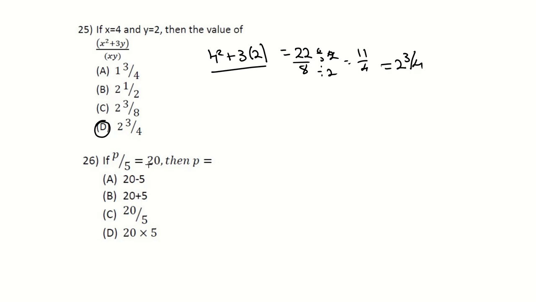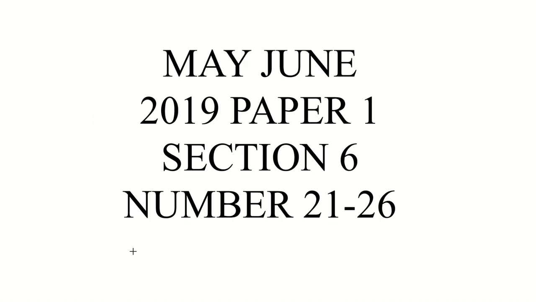If p over 5 is 20, then p is equal to, if you want to find p, you carry across 5, right? 20 by 5, which is D. Right, and that's the end of January 2020. Let's look at May, June 2019. So doing paper 1, section 6, numbers 21 to 26.